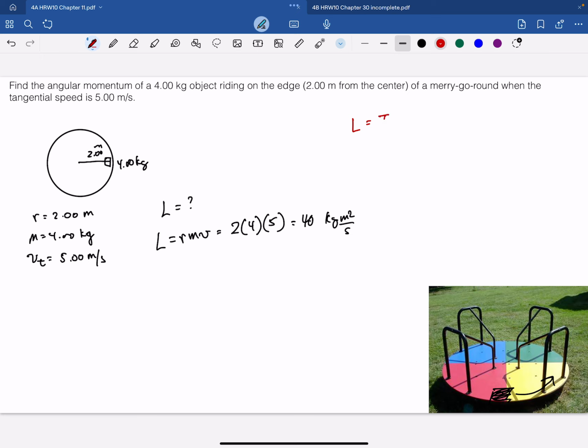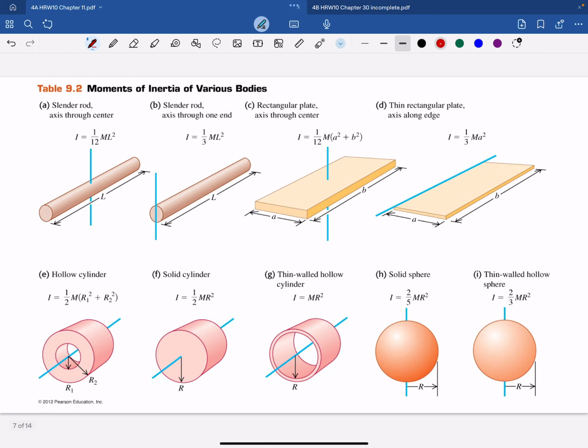So if we were going to use I omega to calculate this, we need to find two things. We need to find I and we need to find omega. Which one do you want to do first? I? All right. So we go for I, and we go for the table. And we look at the table and we're looking for an object sitting on the edge of a merry-go-round.